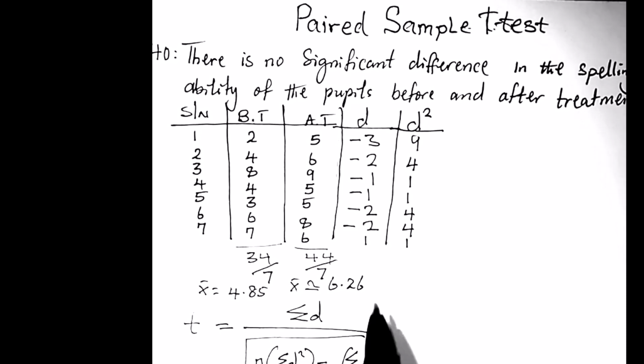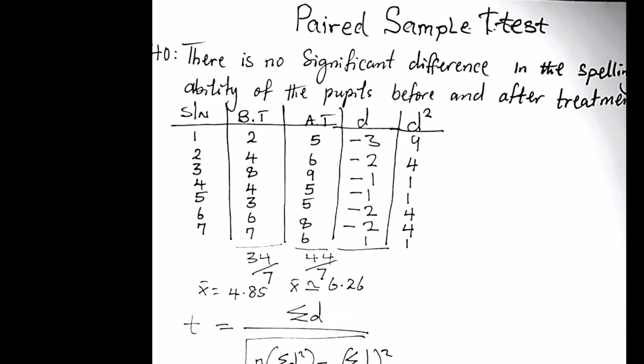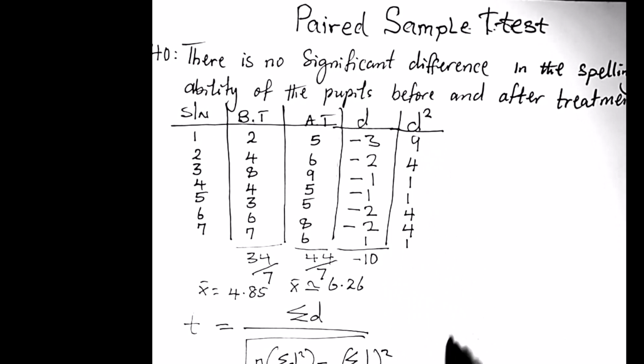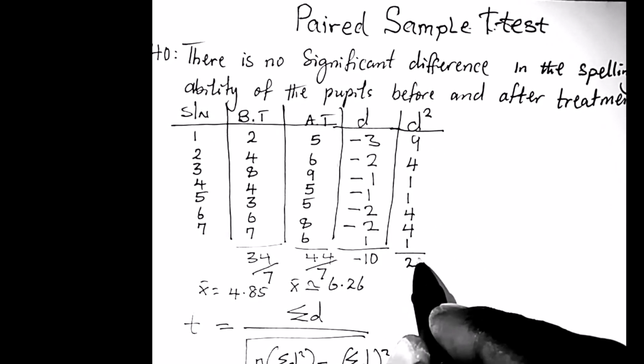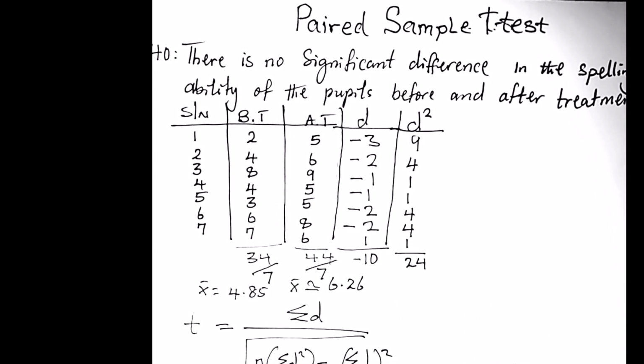Now we can also calculate our summation of the difference, because within the formula we need to have the summation of the difference and the summation of the squared difference. So summing this up, we'll have minus 10, and to sum up the squared difference, then we'll have 24. So we've got all the values needed to substitute into this formula.